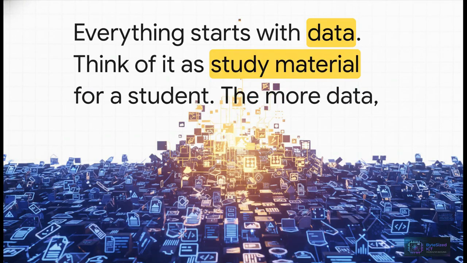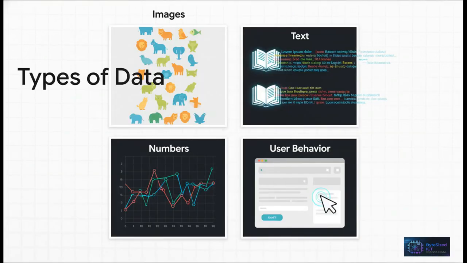Okay, step 1. Every single journey in machine learning, and I mean every one, kicks off with one absolutely essential ingredient: data. Think of it as the textbooks, the photos, the homework problems for our digital student. Without the raw material, there's just nothing to learn from. And this data can be pretty much anything you can think of. It could be millions of images, huge libraries of text, decades of stock market numbers, or even just the subtle ways you click around on a website.